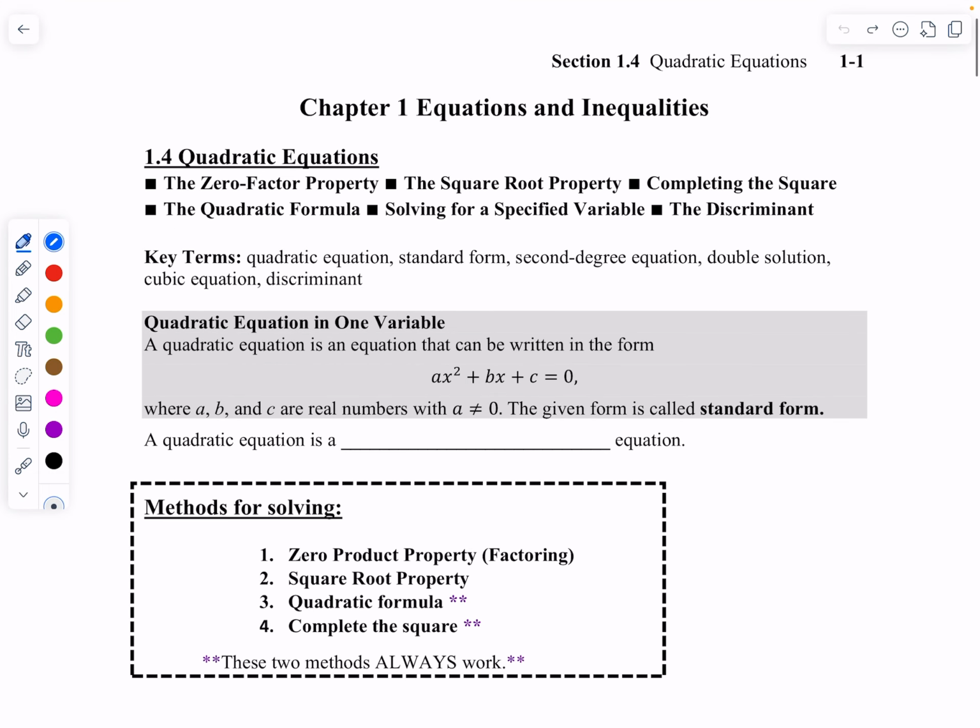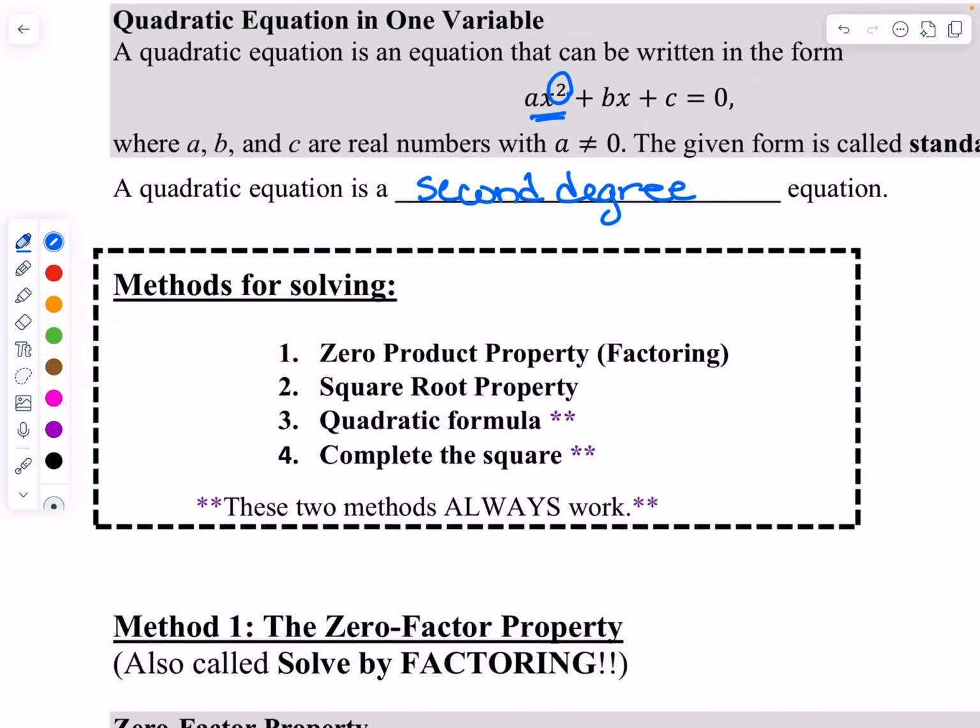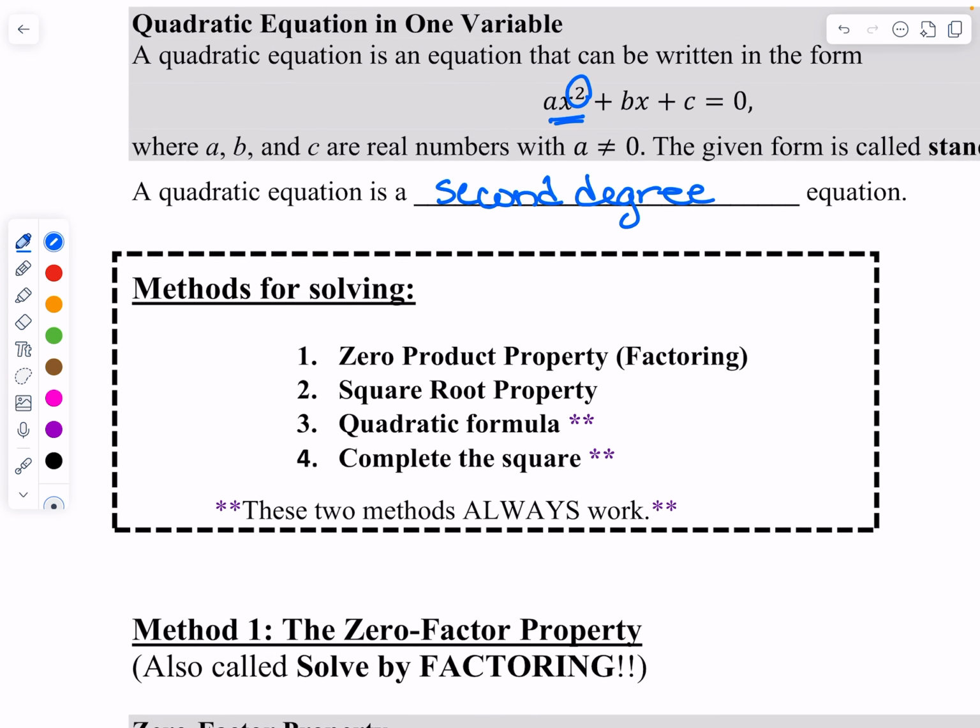So a quadratic equation is the one that has a squared in it. So this is in standard form where it starts off with something squared. A quadratic is also called a second degree equation. So there's actually 5 ways. I've listed 4, but there's 5 ways of solving.